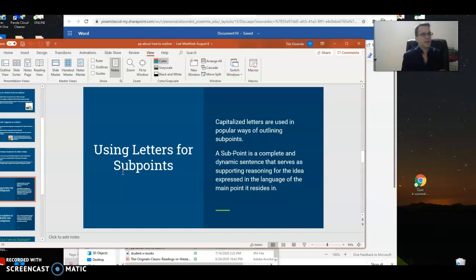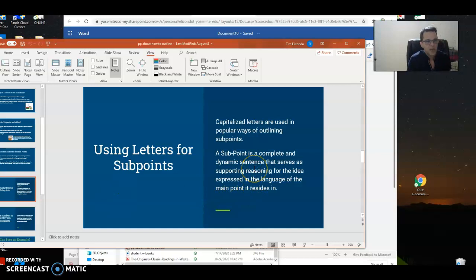And then my first main point is going to be a sentence that says, Iron Man, or I should say Tony Stark, is an integral figure in the Marvel Cinematic Universe. Okay, so that's my Roman numeral. And then the first A subpoint would be Tony Stark's story begins in Iron Man 1. Because I think that's where it starts.